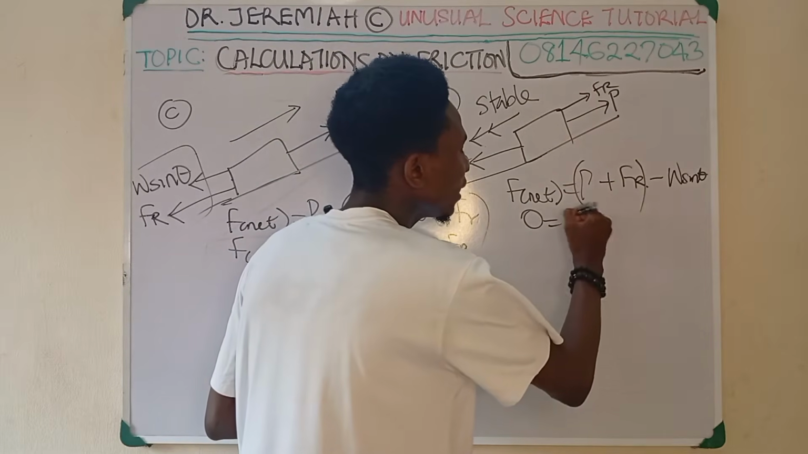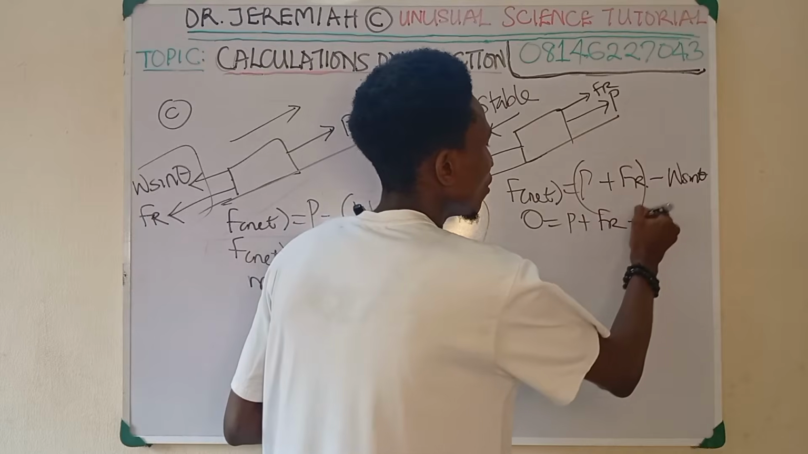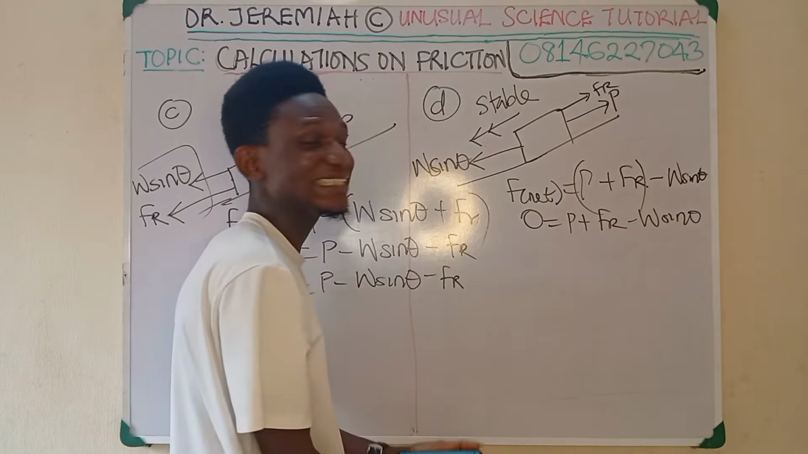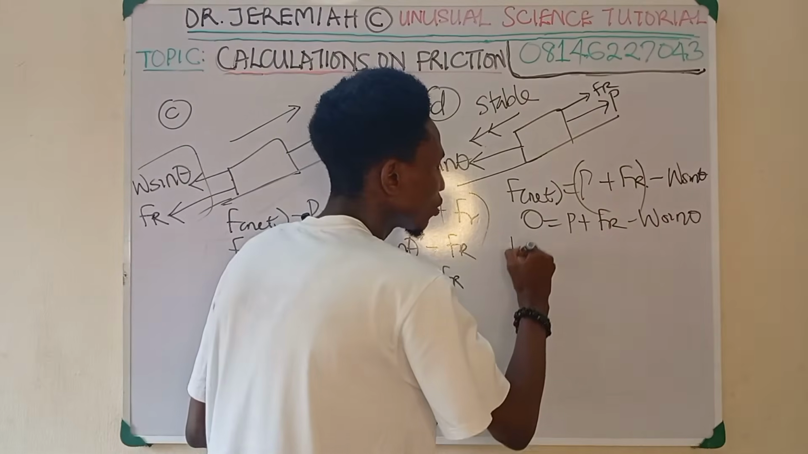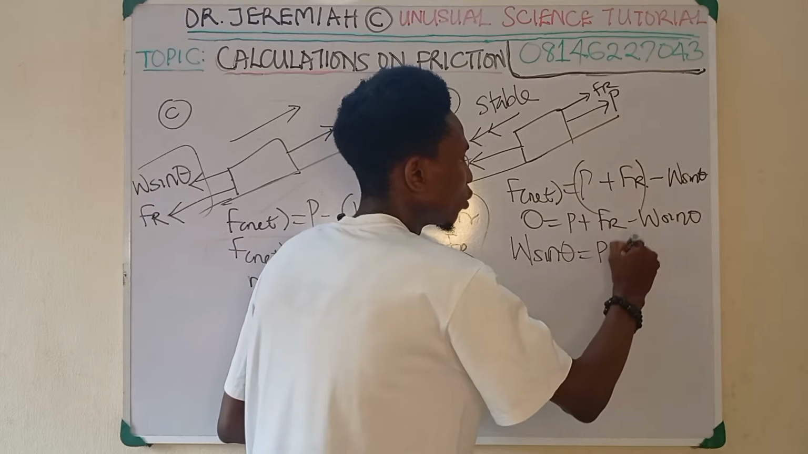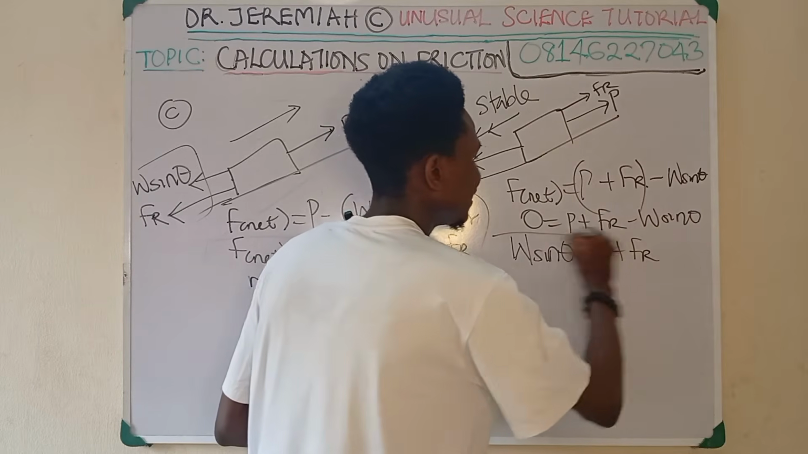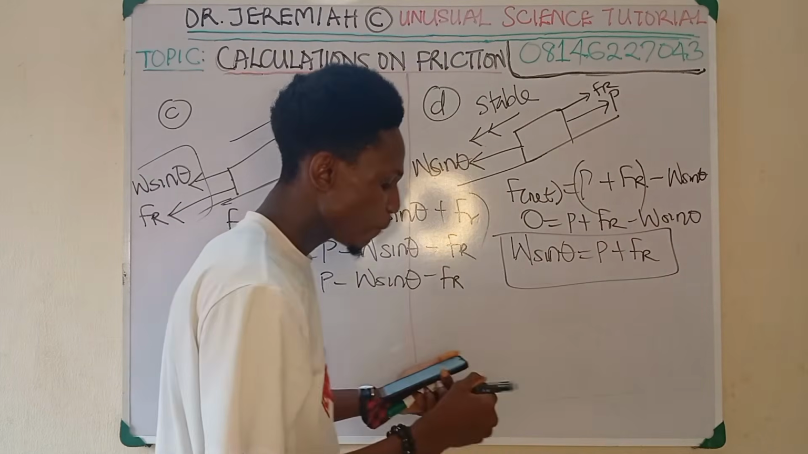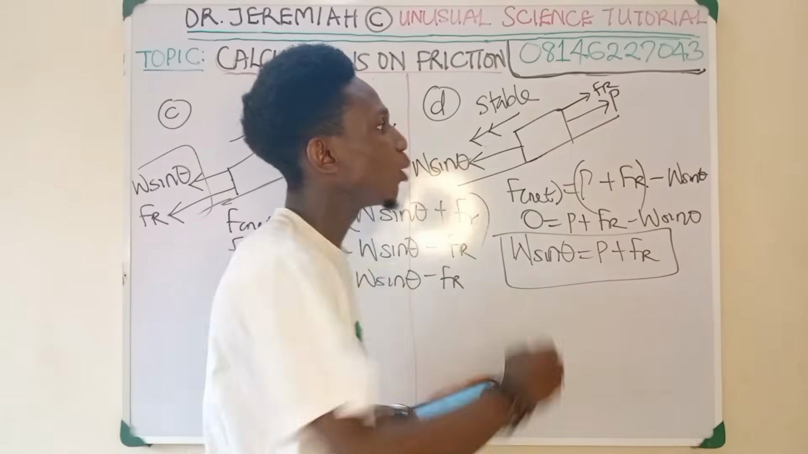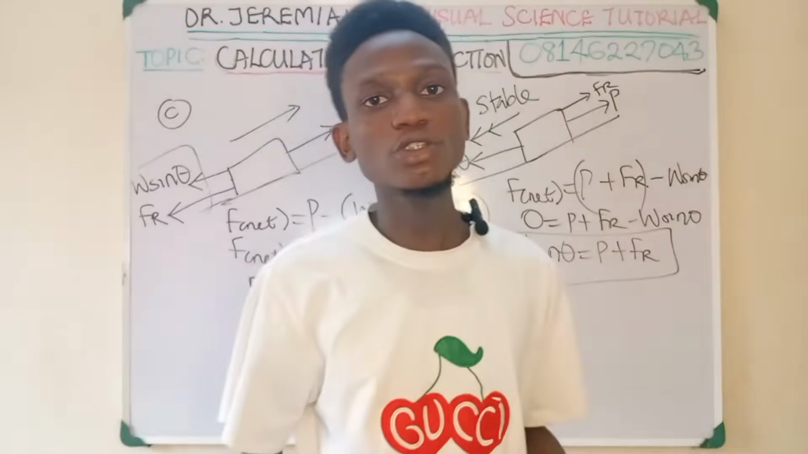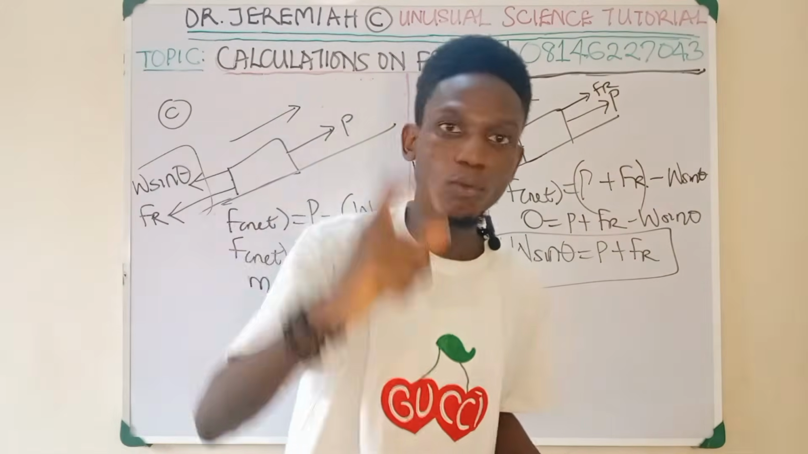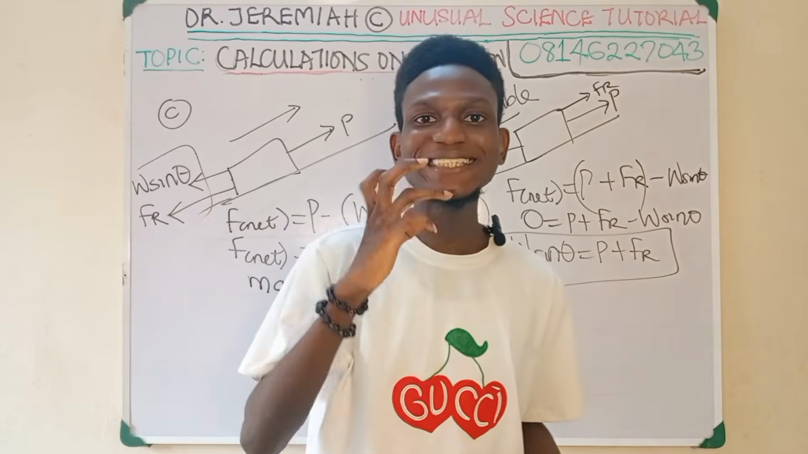So I'm going to get P plus FR minus W sine theta equals 0. Since my W sine theta is negative, I can bring it to this side and it becomes W sine theta equals P plus FR. So this is what I'm going to be using when a body is sliding downward as unstable, but is now pulled by a force to become stationary. Frictional force acts upward. Please take note of this distinction.